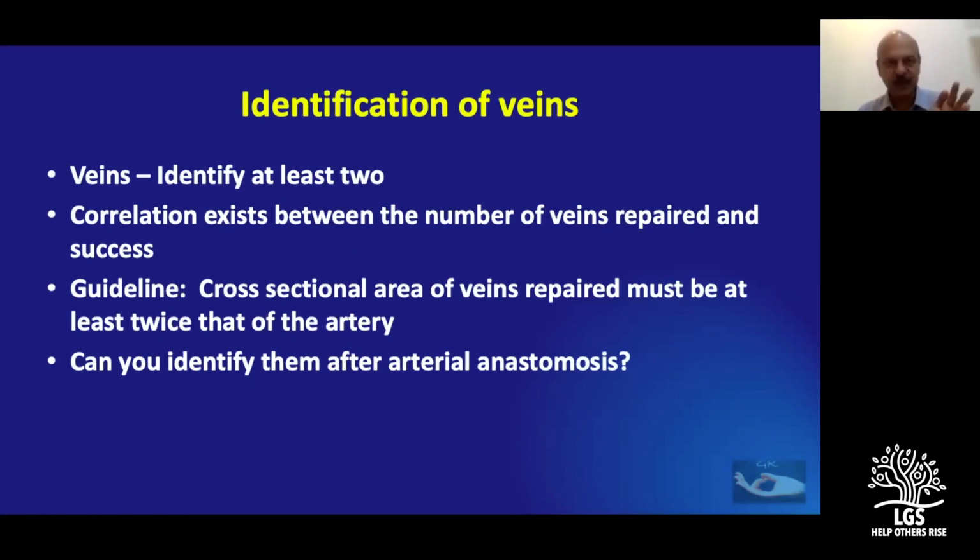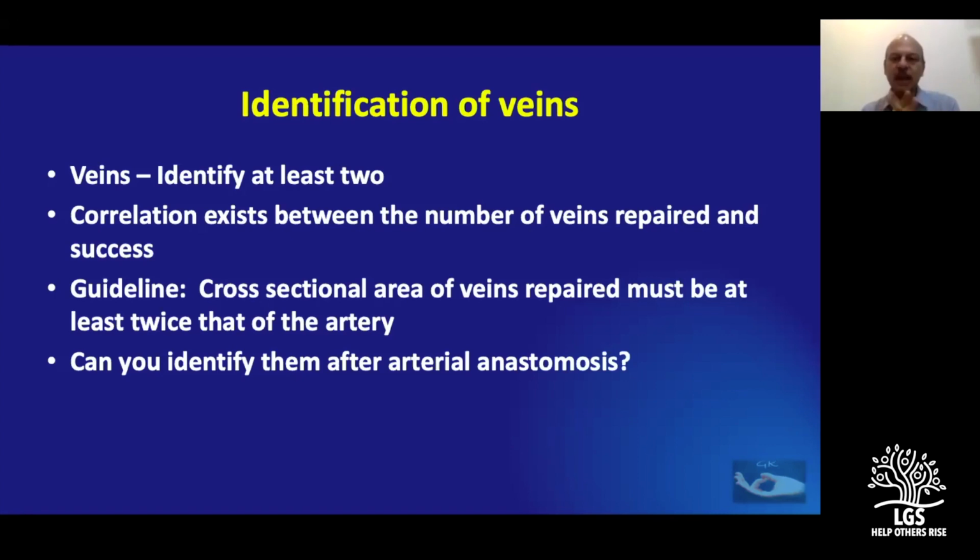If it's a finger replant, we need to identify at least 2 veins. If it is a hand replant, we must have at least 3 to 4 veins ready, of which 2 must be major veins. That is, the cephalic vein is one major vein, and the second is on the ulnar side of the dorsum of the hand, where you get another vein.